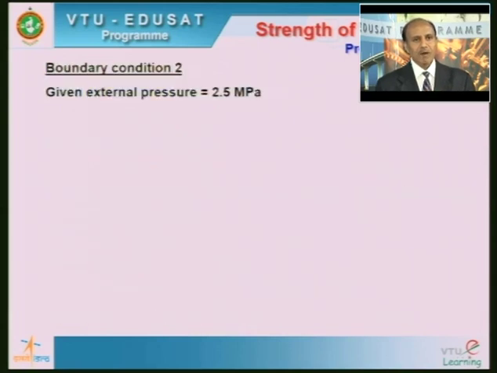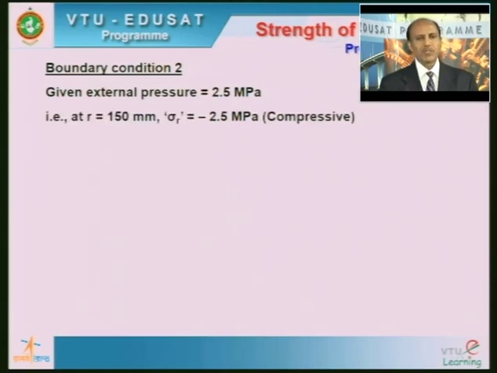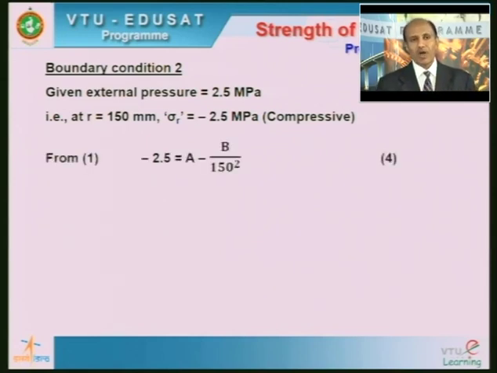Now, let us go to the second boundary condition. The external pressure is 2.5 megapascals. When you say external pressure, it is also a radial pressure, so we substitute it as minus 2.5 megapascals, acting at the radial distance of 150 mm. Again, important, minus. This is also compression, since the surface is subject to external pressure. We have to be very careful. Minus 2.5 megapascals, again radial, so I put it in equation 1 and get minus 2.5 equal to a minus b by 150 square.